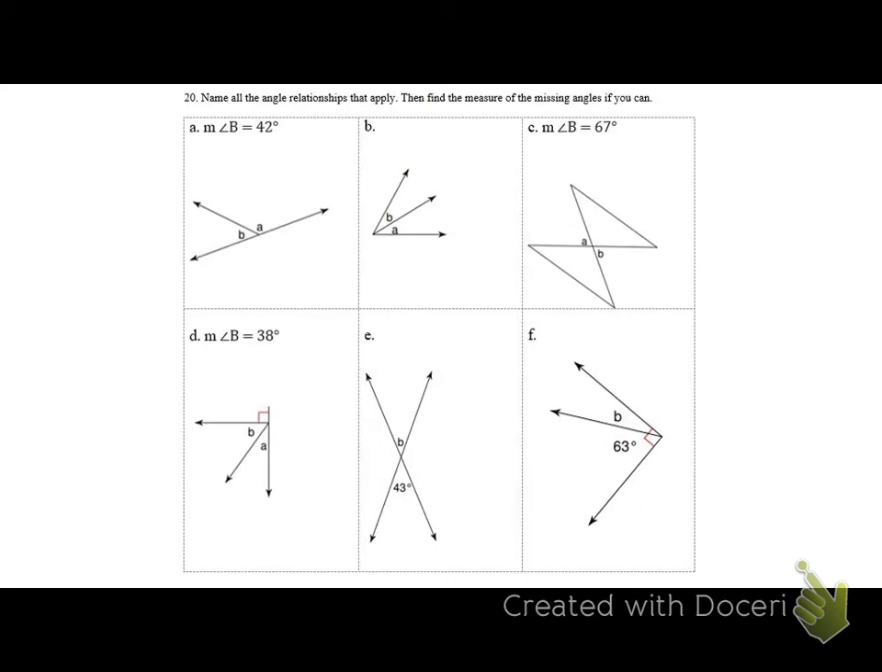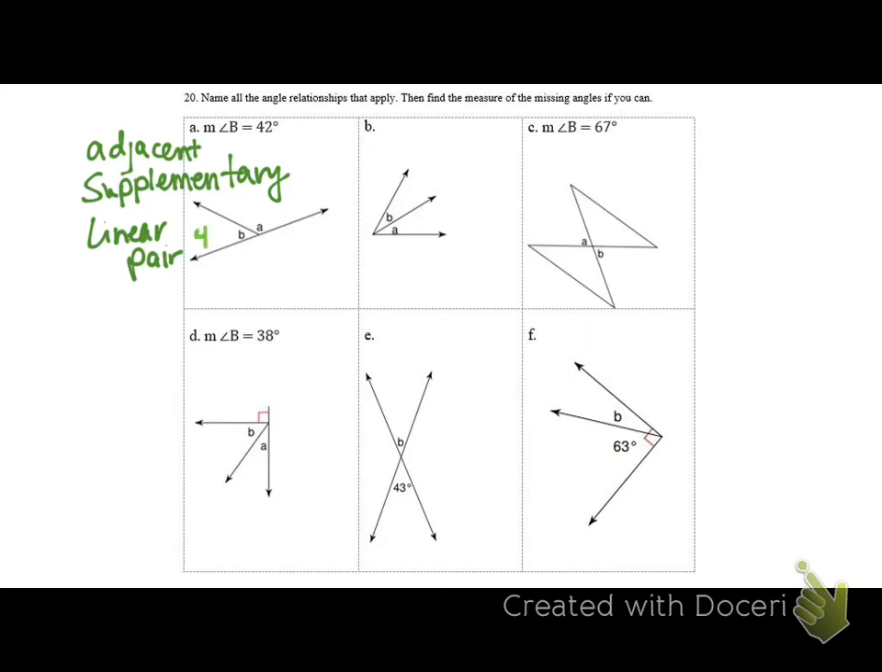And then last page, we're going to write all of the relationships that apply and then find the measure of the angles if we can. So similar to the homework. What relationship does angle A and B have? They are adjacent. What else are they? Supplementary. If they are both adjacent and supplementary, they are a linear pair. So adjacent, supplementary, linear pair.